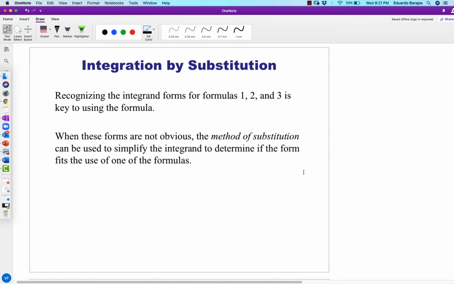However, it won't always be that easy. Sometimes it's hard to identify the pattern, and sometimes the pattern is not quite there. It's just off by a little bit, and we'll have to do a little bit of tweaking to make it fit the pattern and be able to integrate it. So in the more complicated cases, we're going to develop this idea of a substitution method, the method of substitution. Okay?